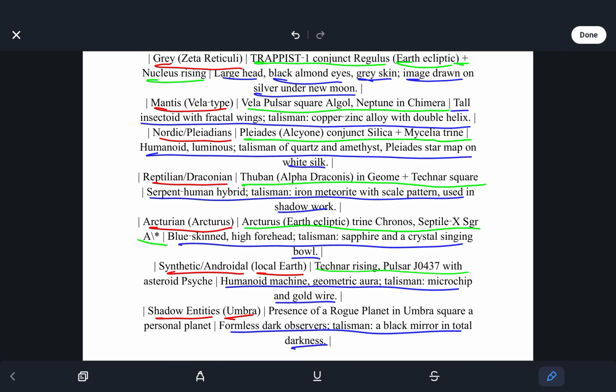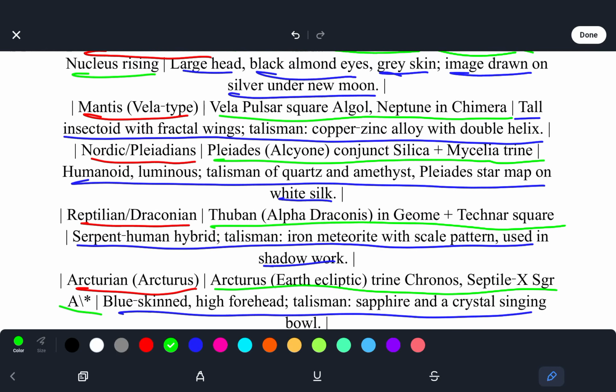Alright, so then for the Mantis, the Vela type, it's Vela Pulsar Square Algal, Neptune and Chimera, tall insectoid with fractal wings, talisman, copper zinc alloy with double helix. Nordic Pleiadians, Pleiades, Alcyone, conjunct Silica in Mycelia, Trine, humanoid, luminous, talisman of quartz and amethyst, Pleiades star map on white silk.